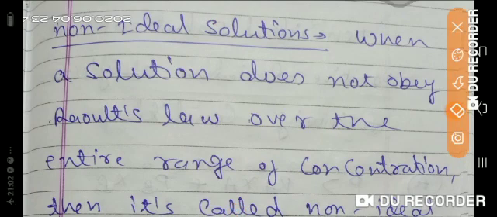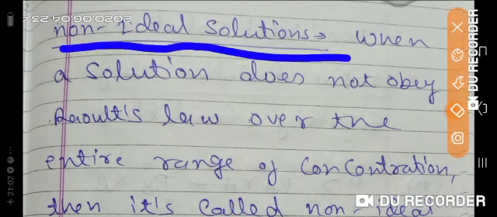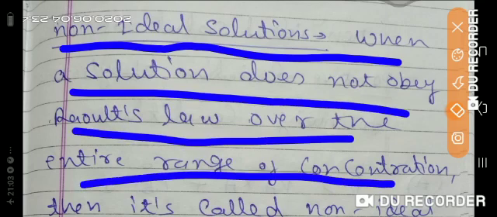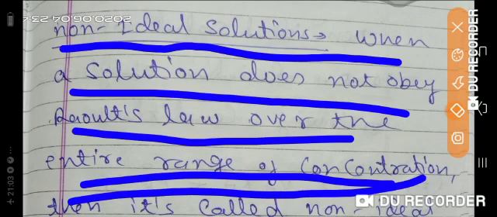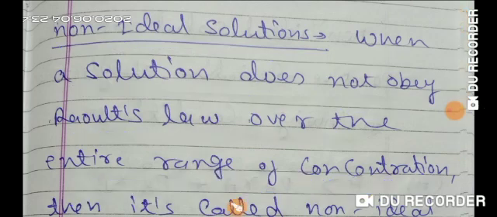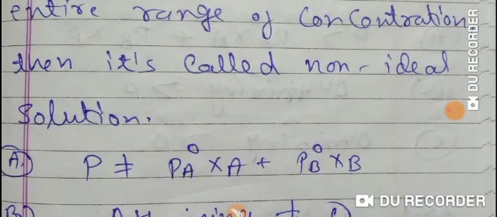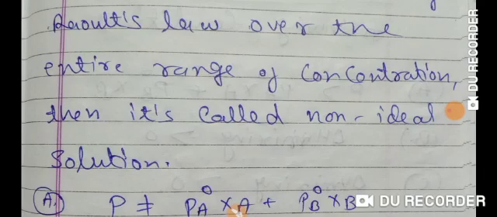Okay, students. So non-ideal solutions are what? When a solution does not obey Raoult's law over the entire range of concentration, then it is called a non-ideal solution. So you can see on your screen, this is the non-ideal solution. Okay, what is further? I am going to explain to you.